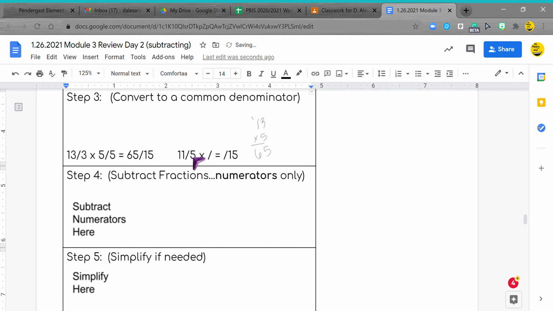65. So 5 times what's 15? Correct. It is 3, you guys. 3 times 11 is? Yes, 33. So right over here, I have 65 fifteenths. Subtract 33 fifteenths equals, I know it's over 15. I got to figure out what 65 minus 33 is.